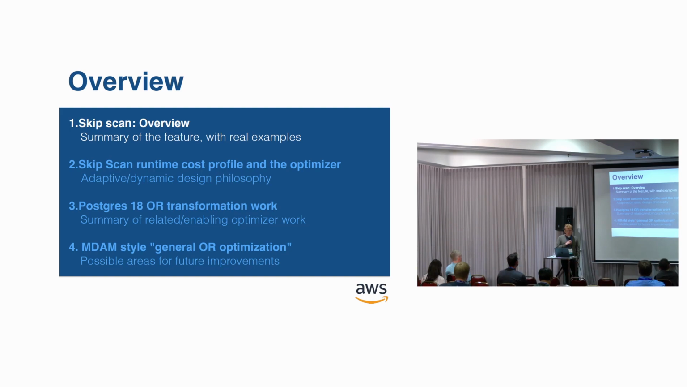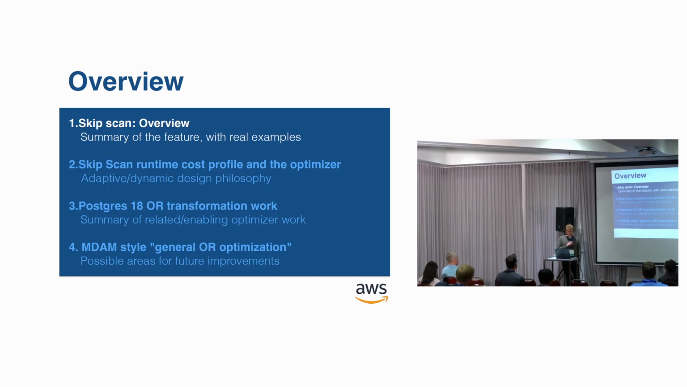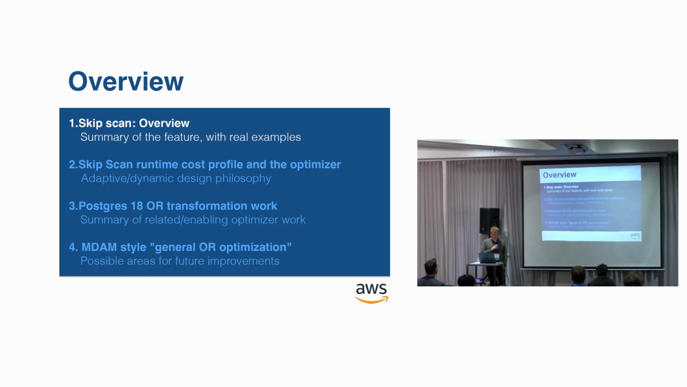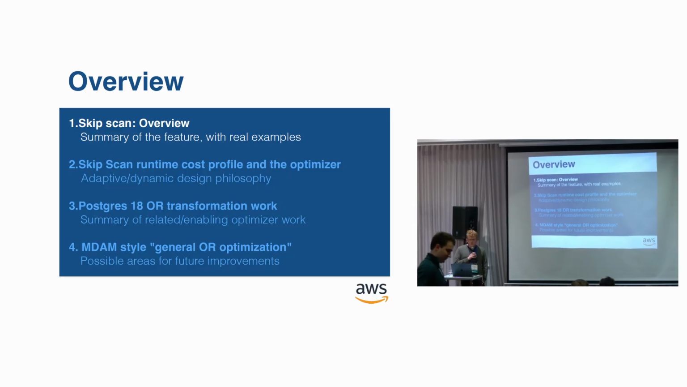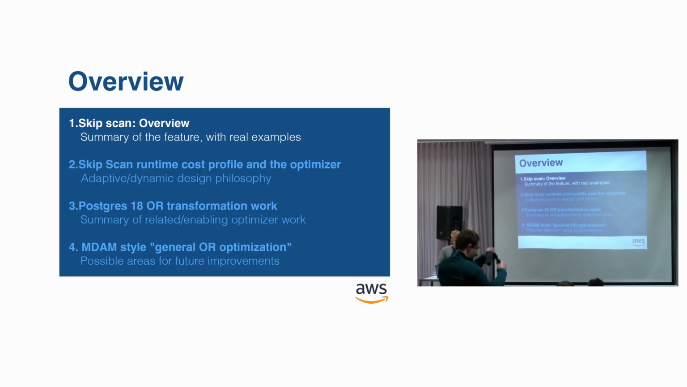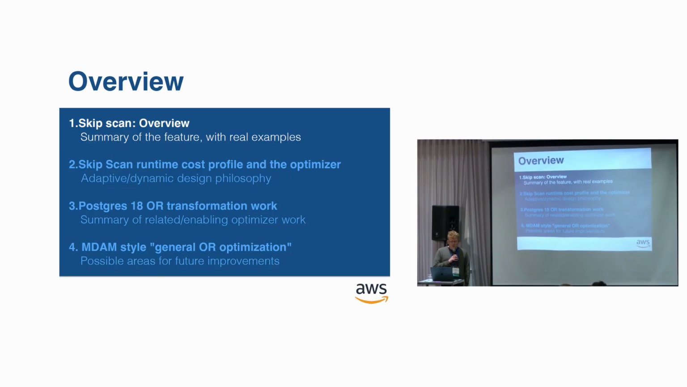First, I'm going to give you a high-level overview of the feature, why you care, what the benefits are, and some idea about the internals. I'm next going to discuss some of the core design philosophy, particularly with respect to the optimizer and how the feature pushes off as many decisions as possible to runtime, decisions as to skipping.